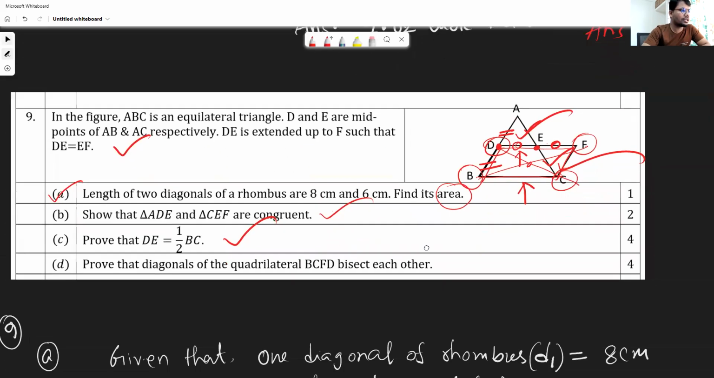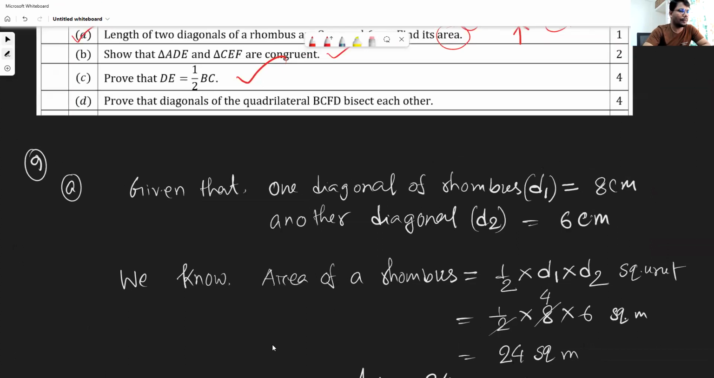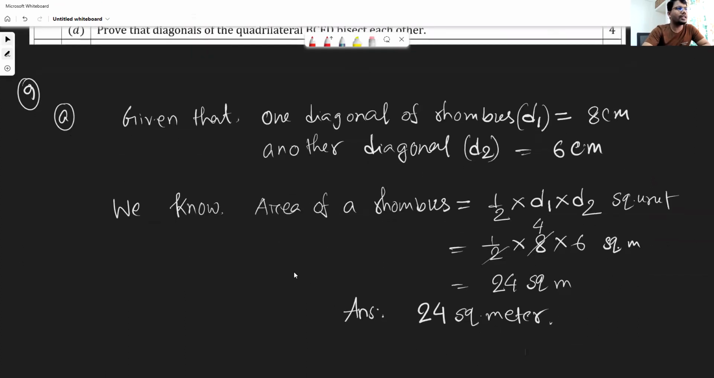Inshallah, we will try to answer all the questions up to the last one. Now the first question, finding the area of the rhombus. One diagonal is 8 centimeter, another diagonal is 6 centimeter. We know the formula for the area of a rhombus: half times D1 multiplied by D2, in square units. That is half of the multiplication of the 2 diagonals, and this is in square centimeter.